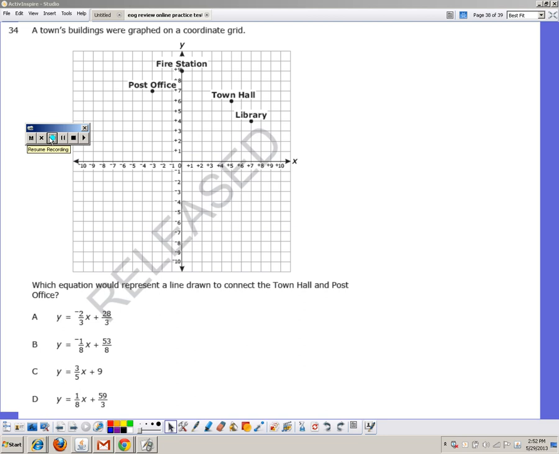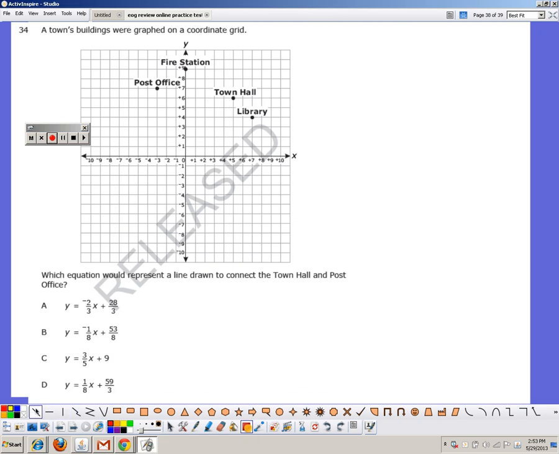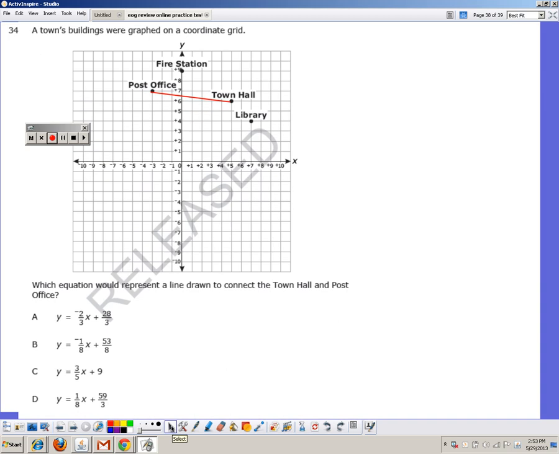In this problem, we have a coordinate grid that's acting like a map. We want to draw a line that connects town hall and the post office. So I'm going to go ahead and draw a line that connects the two. And he wants to write an equation for the line. Well, equation of the line is y equals mx plus b. So we need to find the slope and the y-intercept.